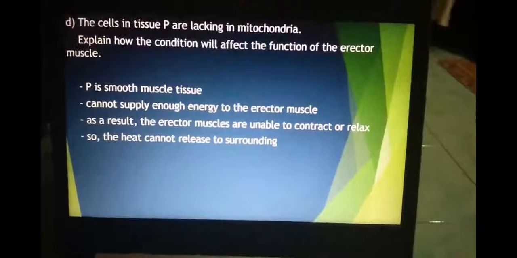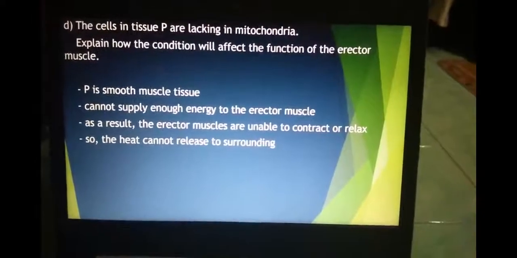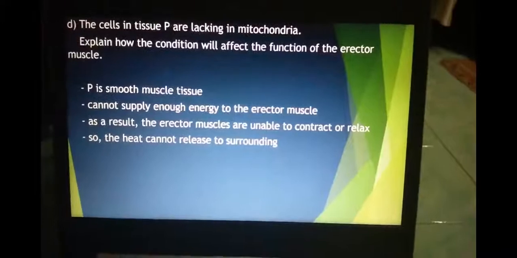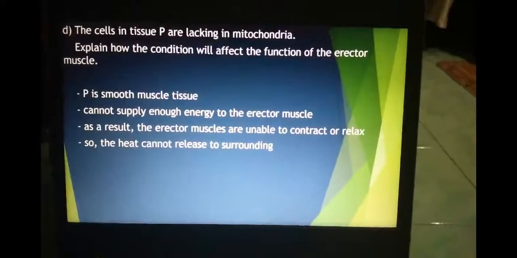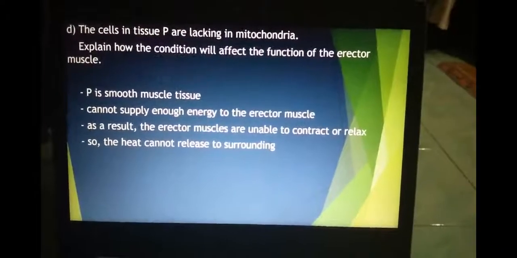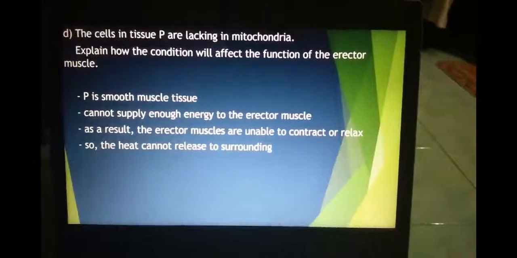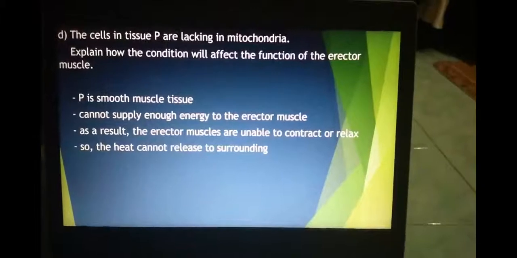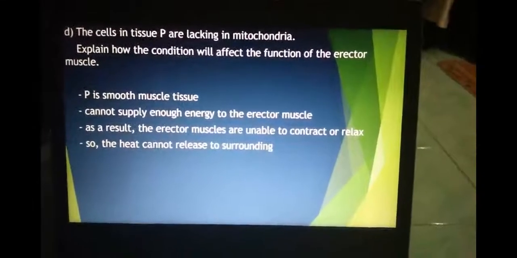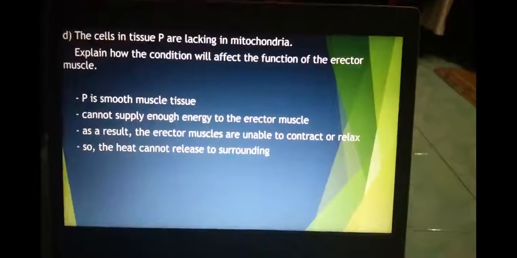My second point is that the lack of mitochondria cannot supply enough energy to the erector muscle. My third point, what is the effect on the erector muscle? The erector muscle is unable to contract and relax. So my last point is that the heat cannot be released to the surroundings.